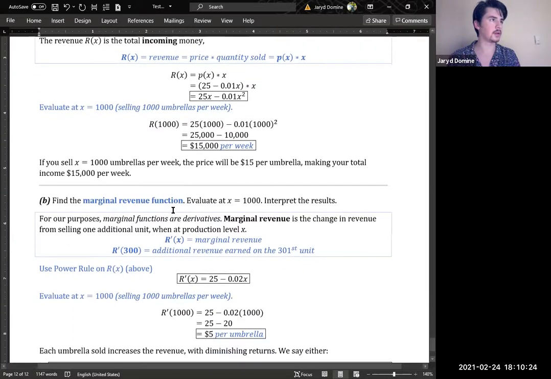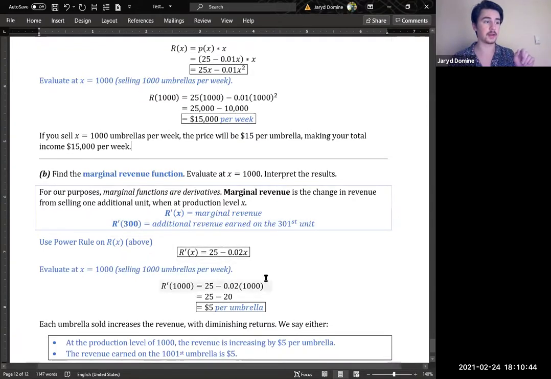Okay. Part B, marginal revenue. So we had revenue, now we have marginal revenue. All that marginal means is we take a derivative. So we had before R of x. To get the marginal revenue, we just take R prime of x, the derivative of R. And after that, it's just the same process. You take R prime, and then you plug in 1,000 and see what you get.